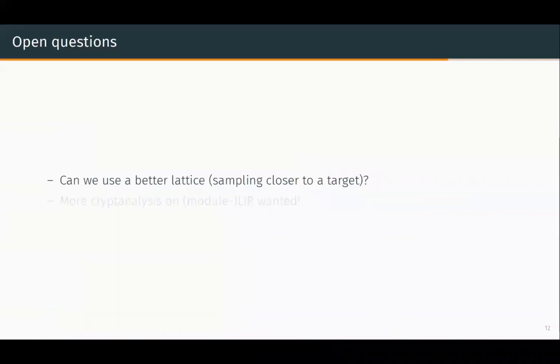Some remaining questions. First of all, maybe there are other lattices where you can sample closer to a target and maybe get some smaller signatures or that kind of stuff. But then the main question is that we want more cryptanalysis on this lattice isomorphism problem and how it's, like, harder reductions to other problems. So we know that if you solve SVP, you have the key recovery, but yeah, is there more? It's quite interesting to know.